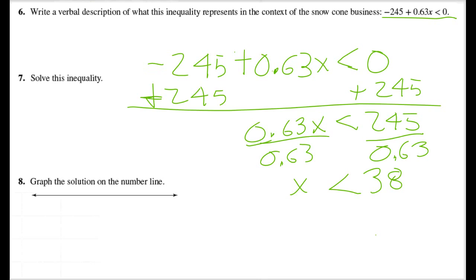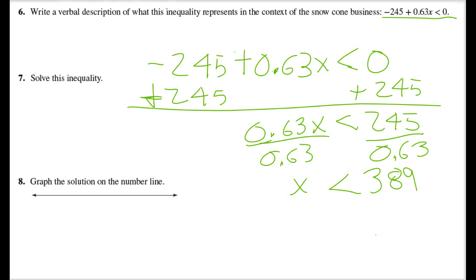So if I'm less than 388.888, then I will not make a profit. And actually, I do want to put the 389, because the first number of snow cones where I lose money is 388. I am slightly below making a profit at 388.